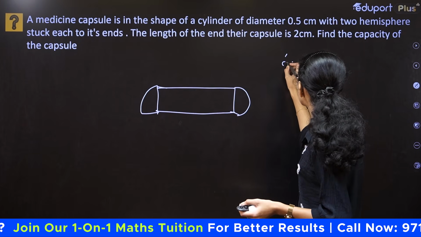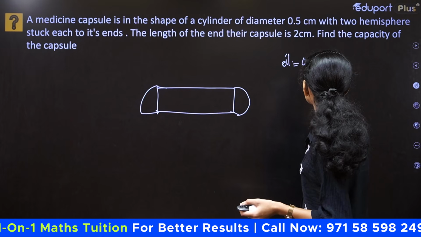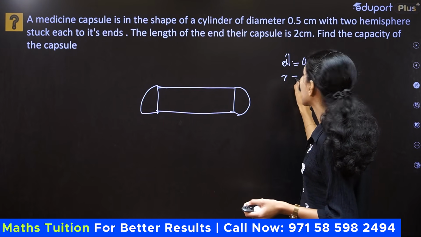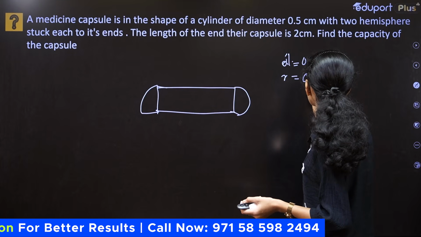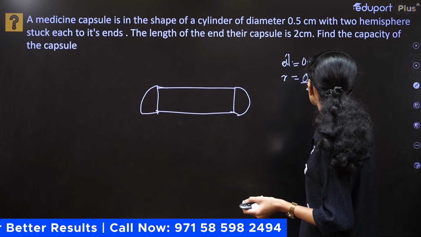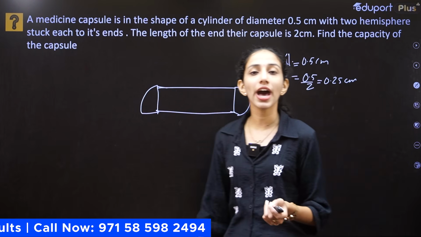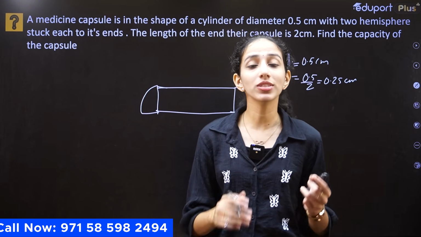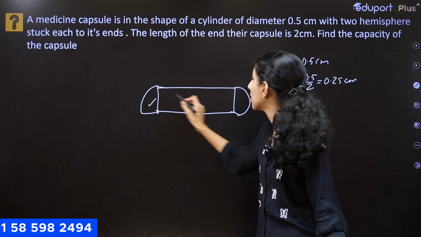Diameter is equal to 0.5 centimeter. And what will be the radius? Radius will be half of the diameter, that is 0.5 by 2, which is equal to 0.25 centimeter. So we have the value of radius. Using that radius, you can find out the volume of each hemisphere.